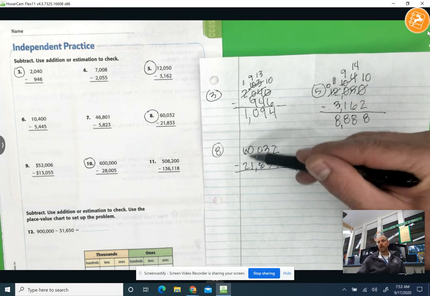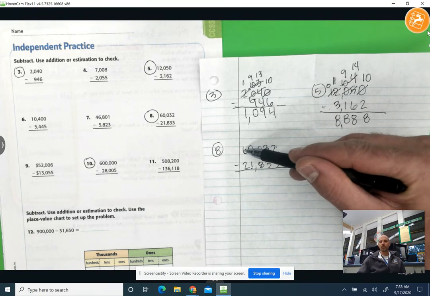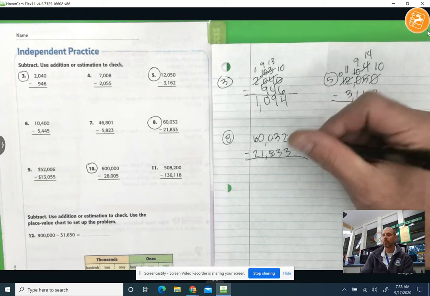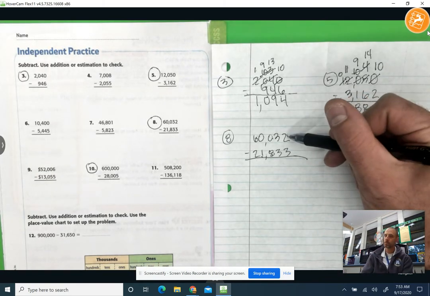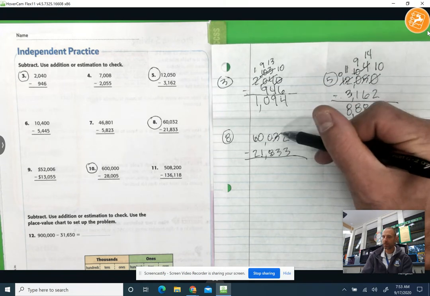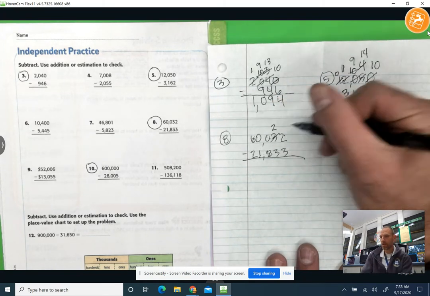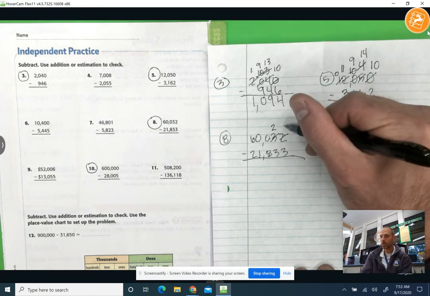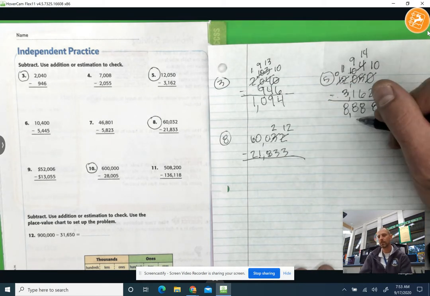It looks like the 10,000s place is nice and healthy. We've got a 6 on top and a 2 on the bottom. I will not have any issues there. So let's start at the ones place. I can't do 2 minus 3, so I'm going to cross off that 3 and make it a 2. Even though it makes it smaller, I'm still going to do it. My 2 in the ones place becomes a 12.